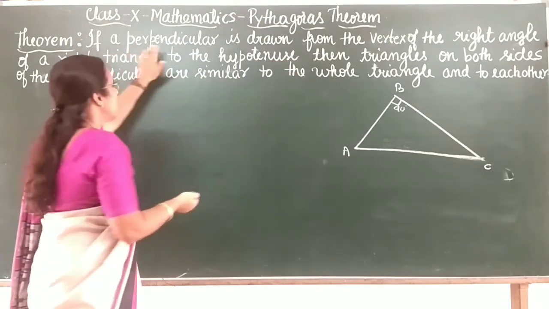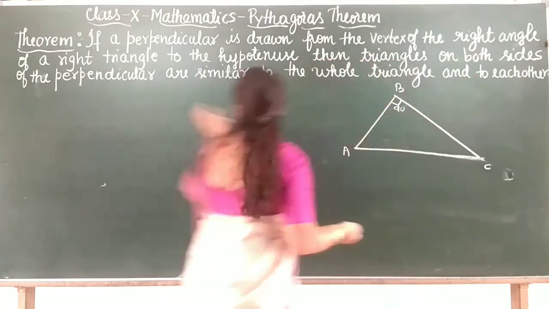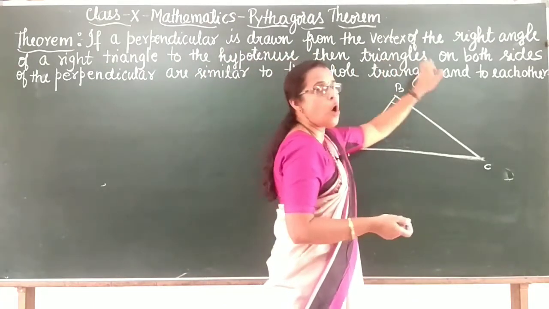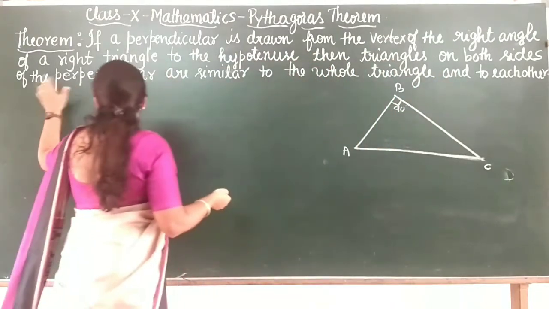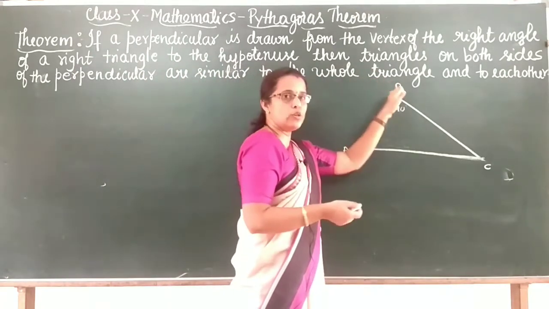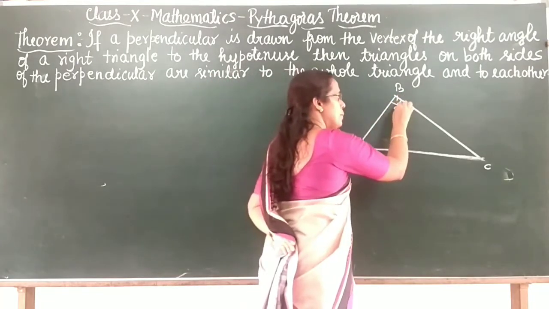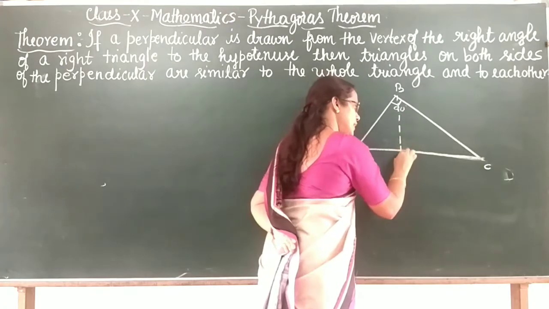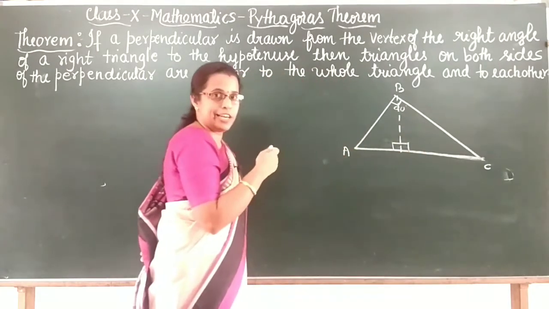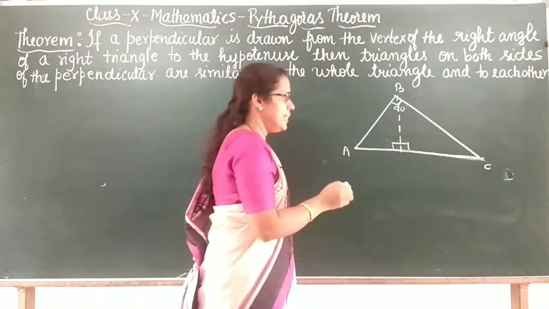See here, if a perpendicular is drawn from the vertex of the right angle of a right triangle to the hypotenuse, then the triangles on both sides of the perpendicular are similar to the whole triangle and also to each other. So what is the meaning of this? When I draw one perpendicular to the hypotenuse, perpendicular means how many degrees? 90 degrees, children. So here this angle is 90 degrees.